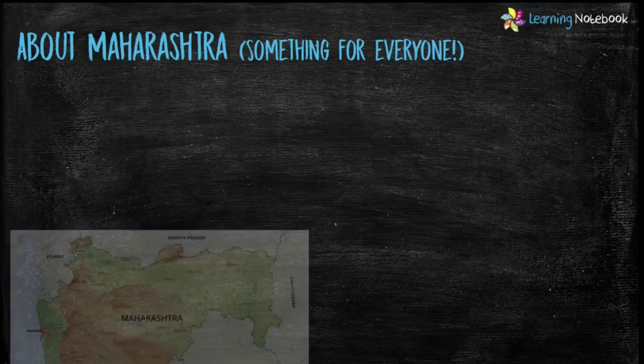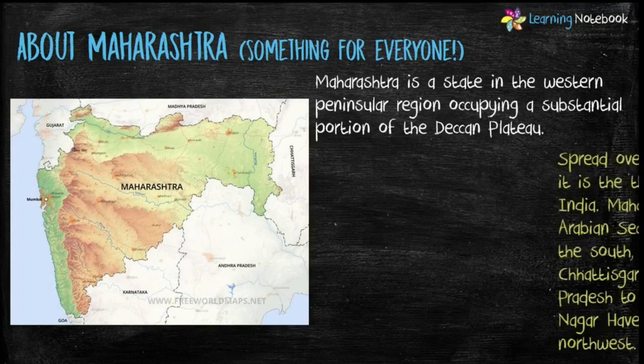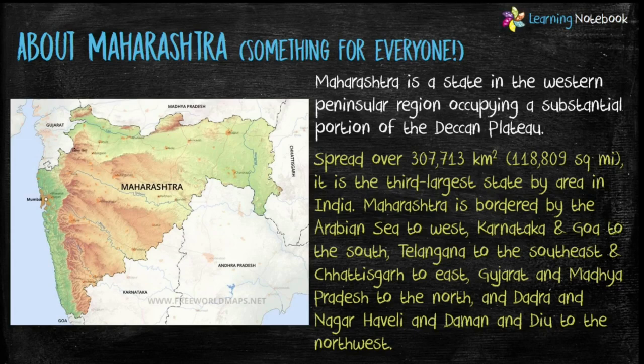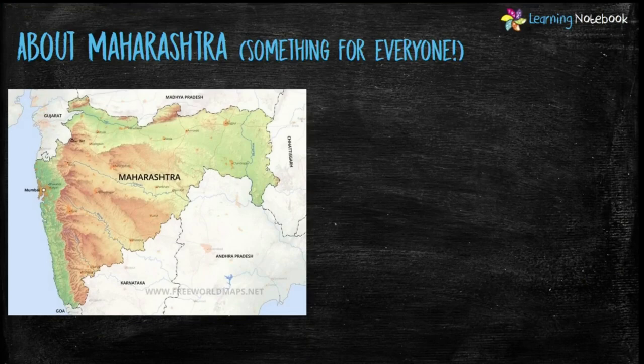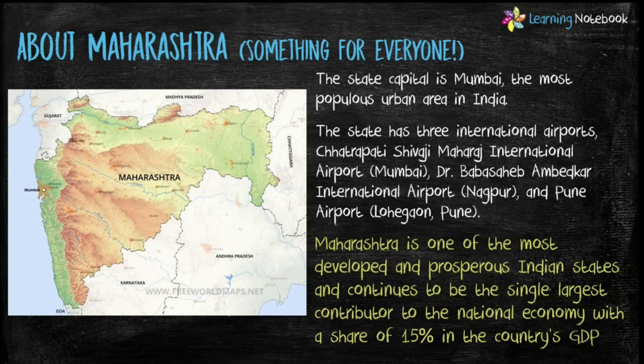Maharashtra is a state in the western peninsula region occupying a substantial portion of the Deccan Plateau. It is the third largest state by area in India. The capital of Maharashtra is Mumbai, which is the most populous urban area in India.